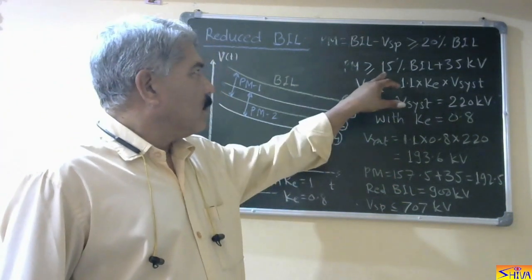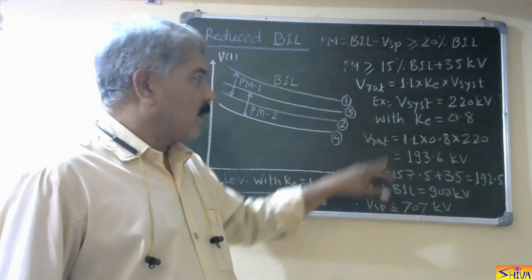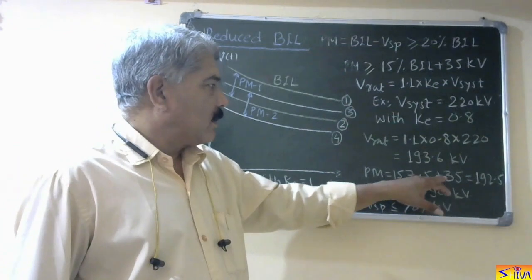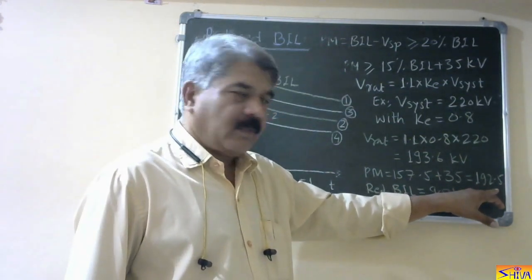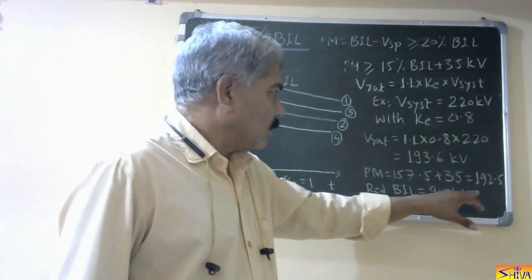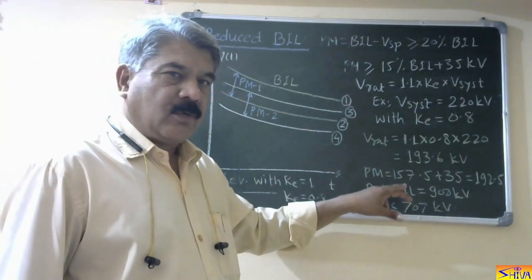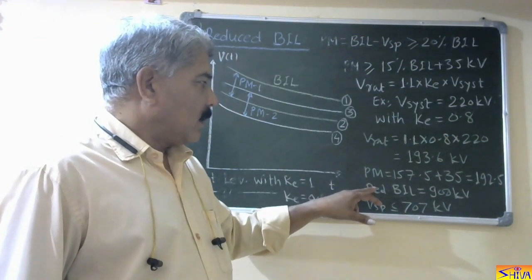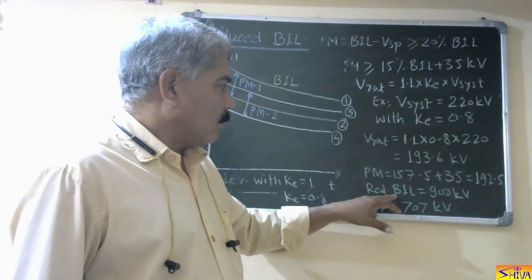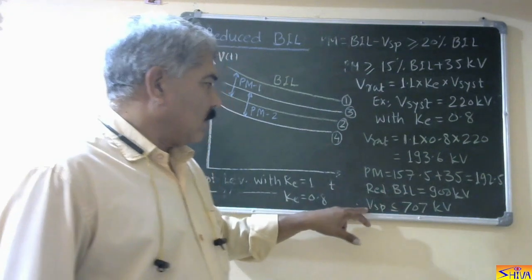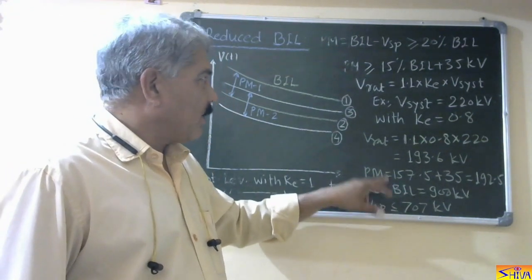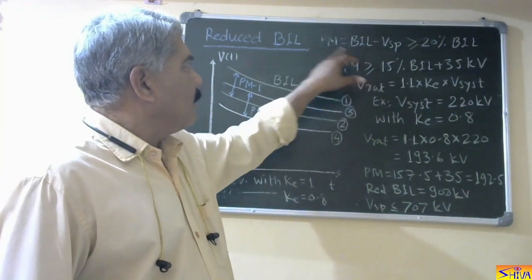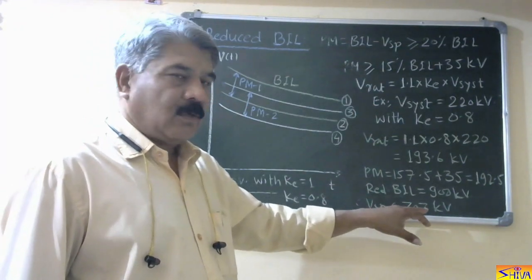So we take a protection margin of 15% of BIL, so it is 157.5 plus 35 kV, which comes to 192.5 kV. The reduced BIL for a 220 kV system is 900 kV. So the spark over voltage is the reduced BIL minus the protection margin, from this equation, and we get 707 kV.